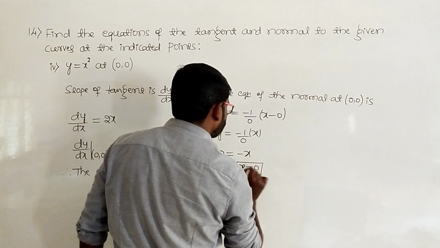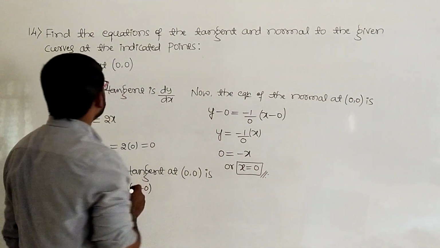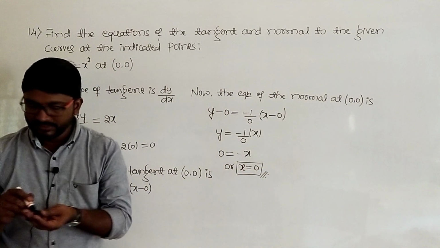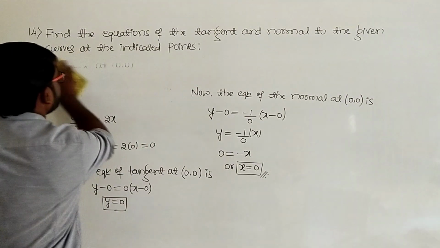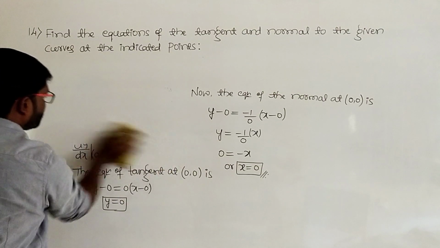And with this we have completed the fourth sub question, and we are left with only one, that is the fifth sub question. We will solve that, and there he has given the parametric forms.